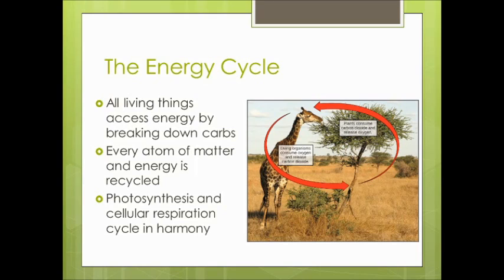So photosynthesis and cellular respiration cycle in harmony. We release carbon dioxide as a byproduct, which is used in photosynthesis, to use those carbon dioxide molecules in the Calvin cycle to make simple sugars. And then oxygen is released as a byproduct that we breathe in to make more carbon dioxide. So we cycle in continuous harmony with plants.